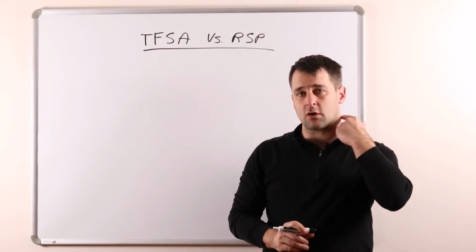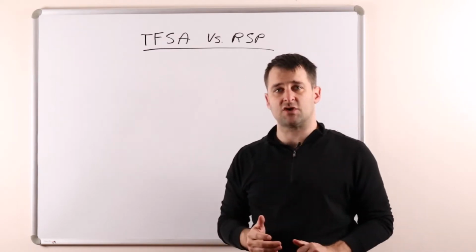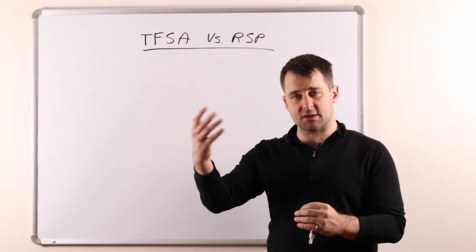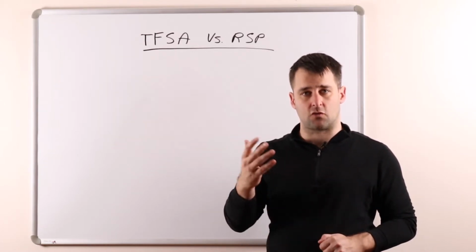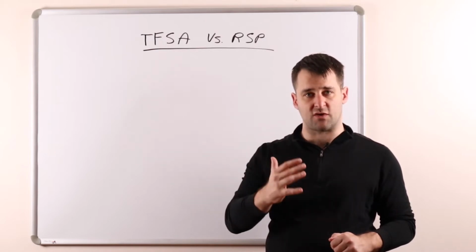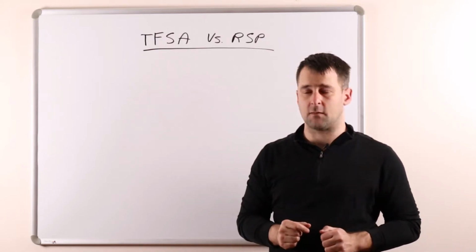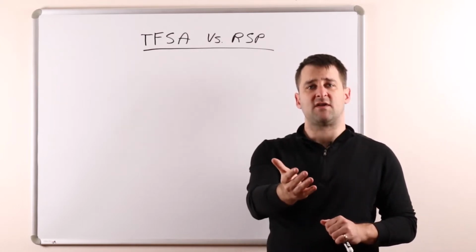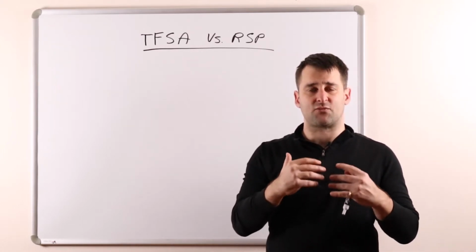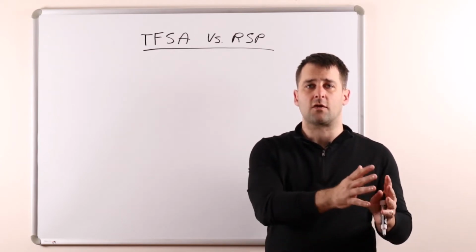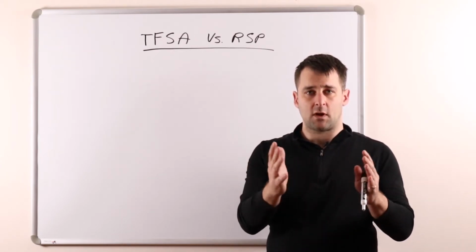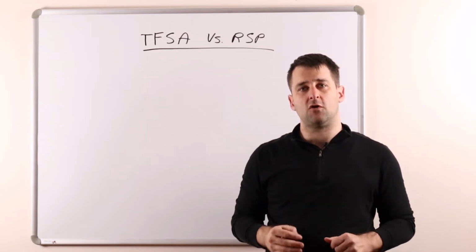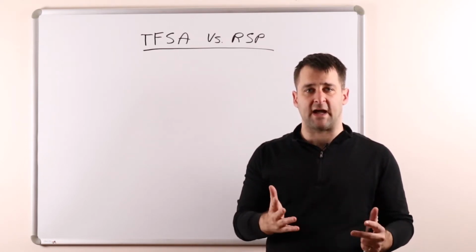Now, as I'm sure you're aware, a tax-free savings account, you take money that you've earned, you've paid tax on, and then you deposit it inside of the account. The growth inside of the account, as well as the withdrawal, are tax-free. The RSP, you put money in and you get a tax deduction, meaning it's pre-tax money. All the growth inside the plan is tax-free until you withdraw the money, at which point you pay tax at your marginal rate of tax.